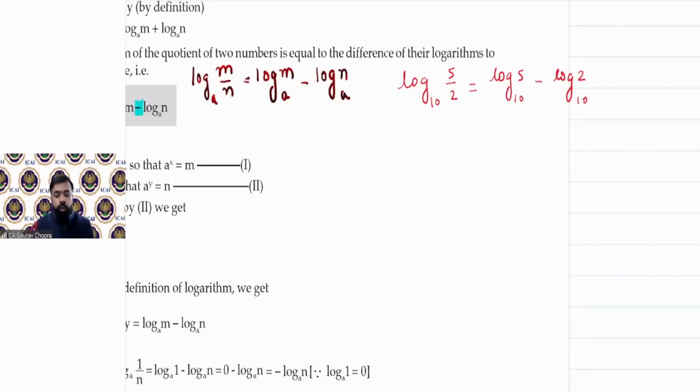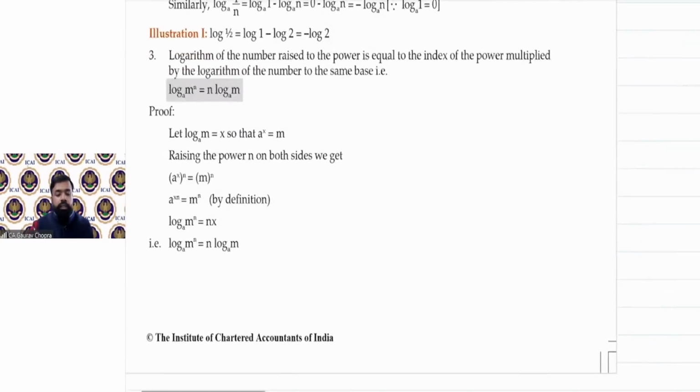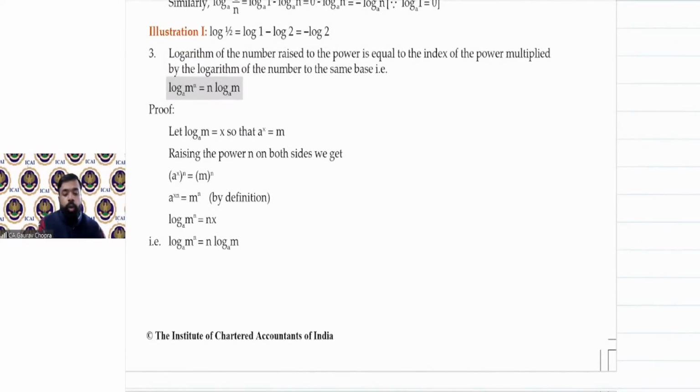Okay, so this is the second property. Then there is the third property, which says log of m to the power n with base a. Whenever a number is in the power, that power will jump forward. So we write n log of m base a. The power that was on top of m jumped to the front. So n log of m with base a. This is property number 3.